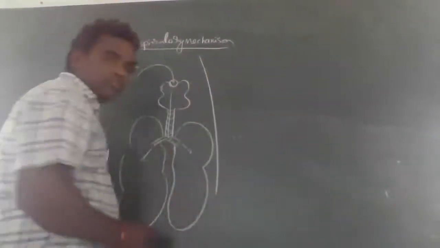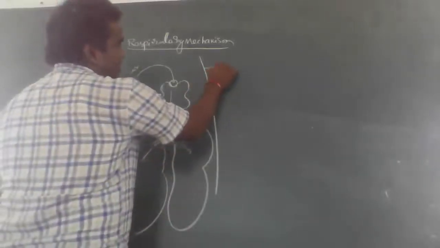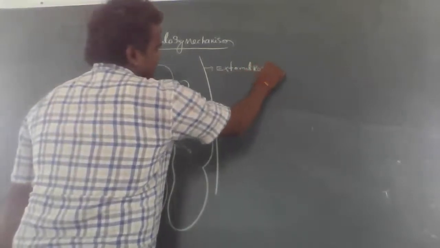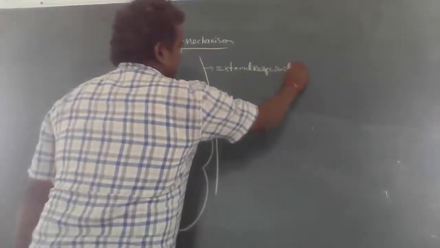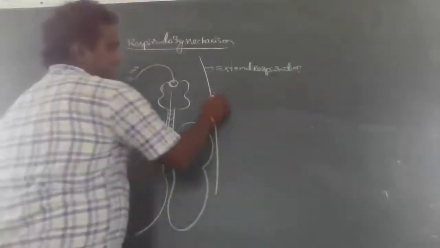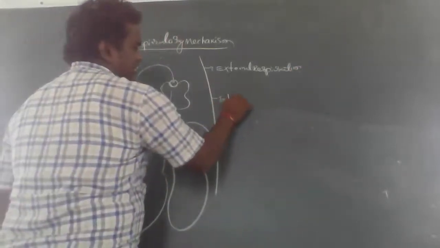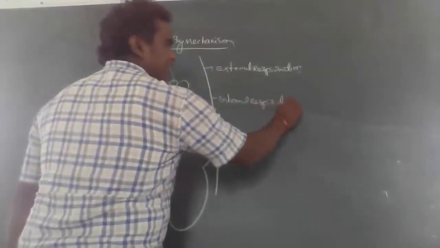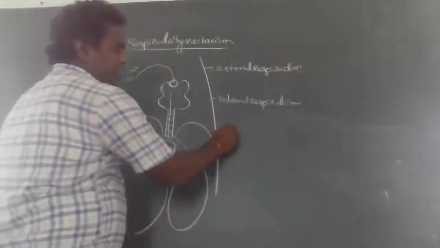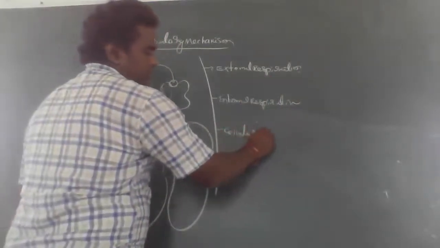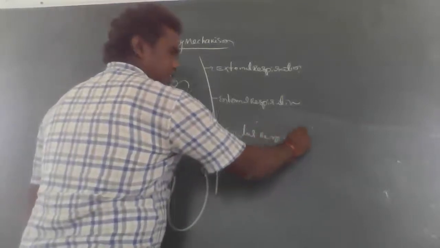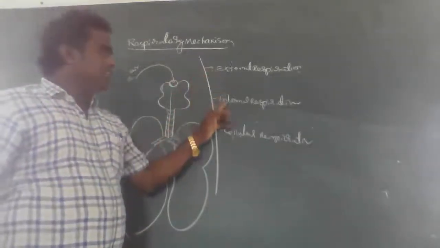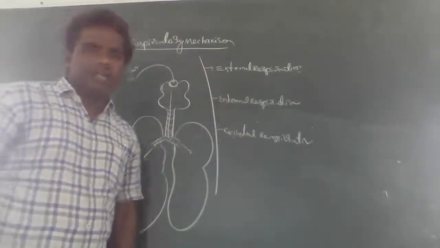What are the respiratory mechanisms? Come on, tell me. In the respiratory mechanism, number one, external respiration. Next one, internal respiration. Next one, cellular respiration. These are all the types of respiration we already discussed, right? External respiration, internal respiration, and cellular respiration we are discussing now.